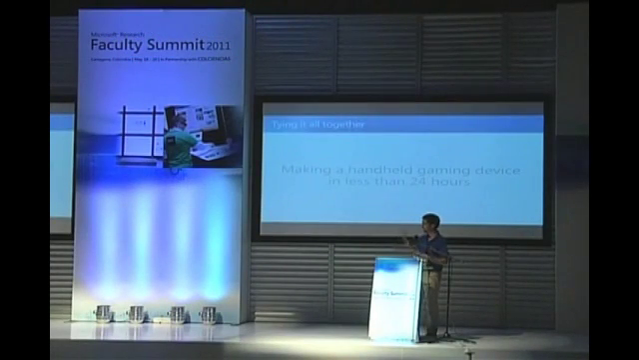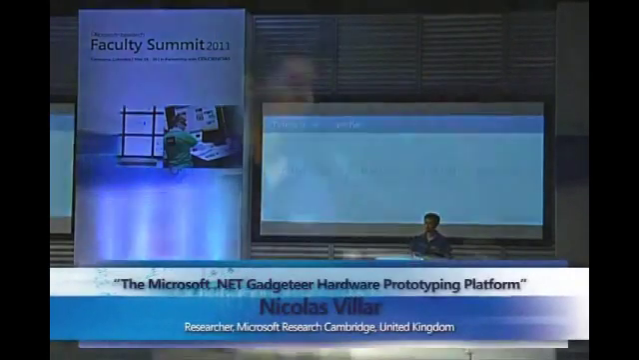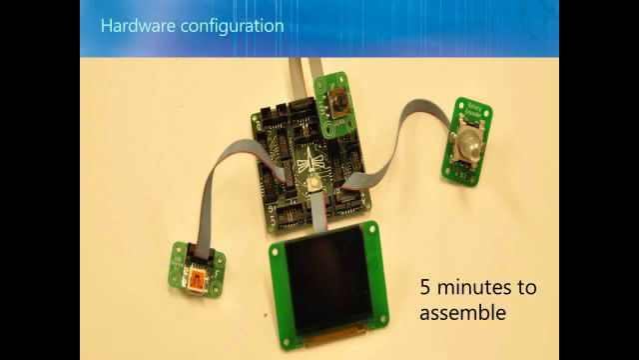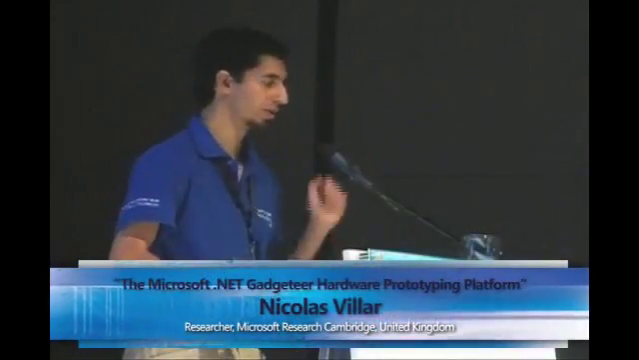Just to tie all these things together and give you an idea of how they will come together, I wanted to walk you through this example, a little challenge that we set ourselves about a year ago to see if we could make a handheld gaming device in less than 24 hours. And this is the result. We spent about 5 minutes assembling the hardware once we decided what we wanted. We wanted a little joystick, a knob that you could turn, a USB connector to program it, and a display. That's all we needed. So 5 minutes to assemble the hardware.